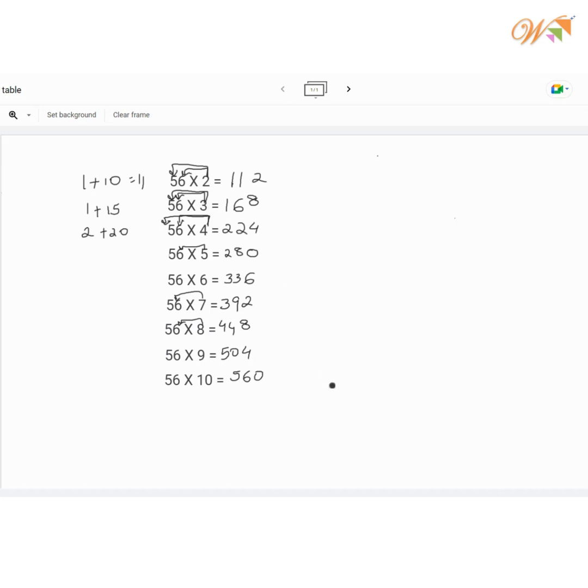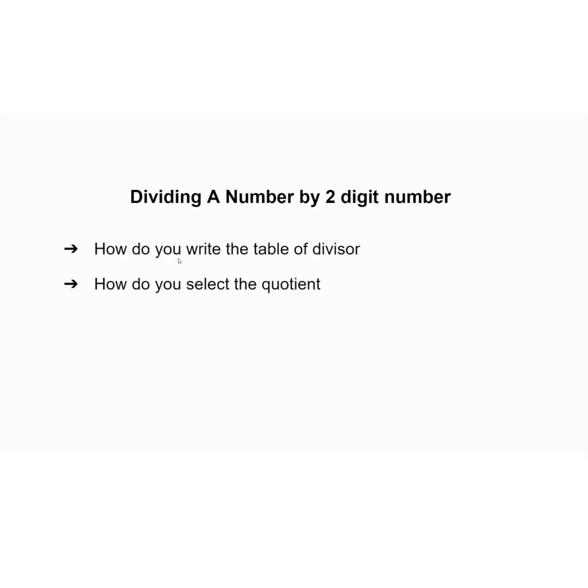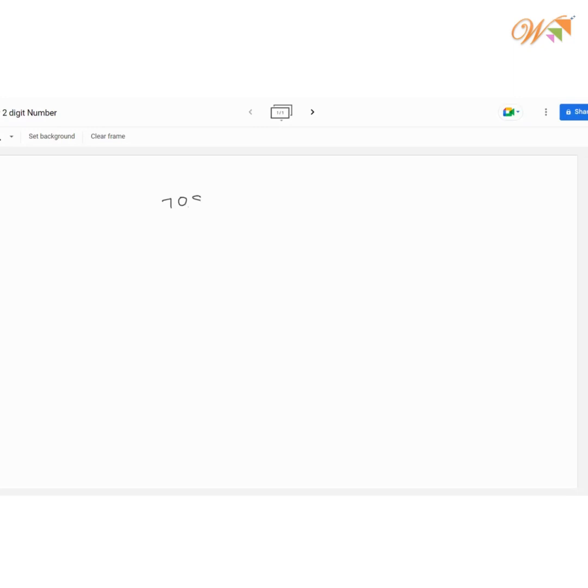Now, the second point that matters is, how do you select the quotient? Now, let's see that. Divide the number 7084 by 28. Now, I'm not going to write the table of 28 over here. What I'm going to do is think of a number which is near to 28 and the table of that number is easier to write, or maybe easier to think. For example, from 28, 25. Thinking the table of 25 is easy.